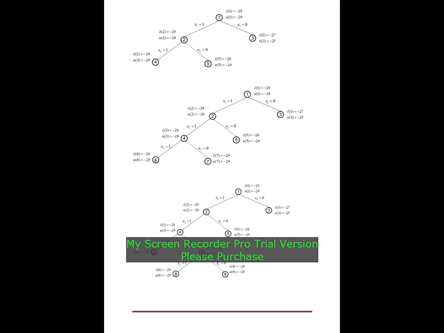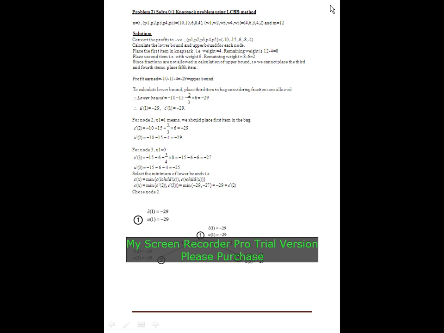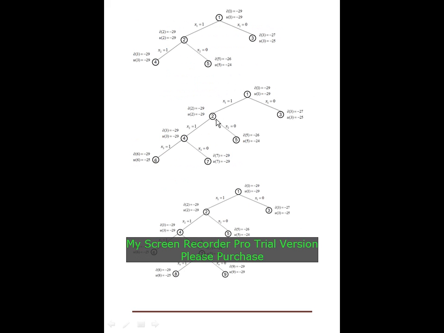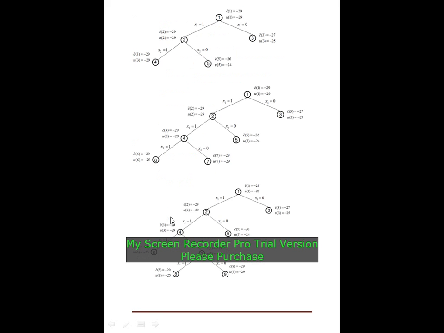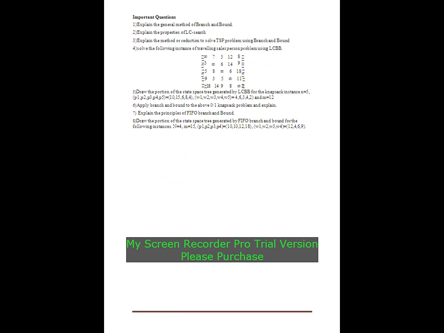So this is solving the knapsack problem using least cost. So here is another example problem. You can see this example is also similar to the previous example of the 0/1 knapsack. Here the values are changed. This is not the previous one. With 5 items we have inserted a new one. So these are some important questions you can observe and solve.